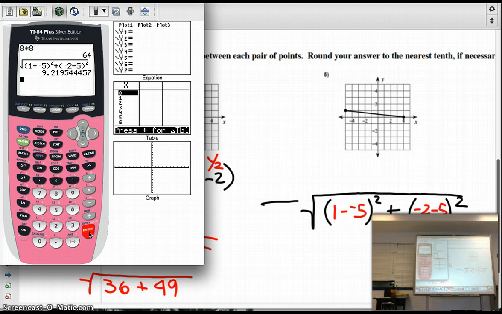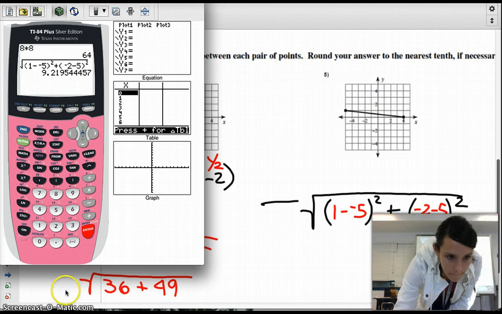All right, what number is that? Do number 5.